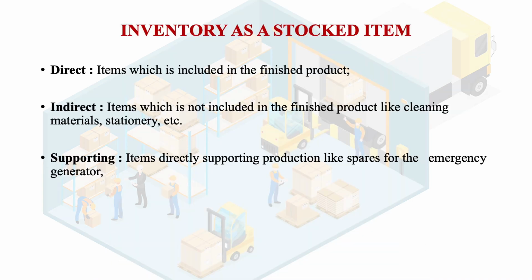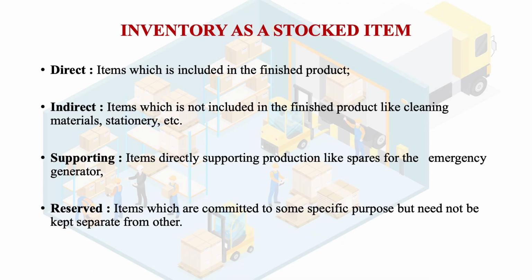Supporting items means items directly supporting the direct item, like spares for the emergency generators, any machine items, or any sub-assembly of operating machines. These are the supporting items. The reserve items are for a specific purpose, and the reserve stock will be used for that specific purpose. It need not be kept separate from the others.